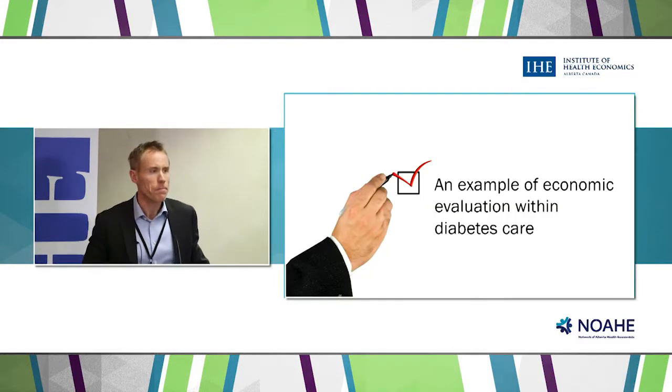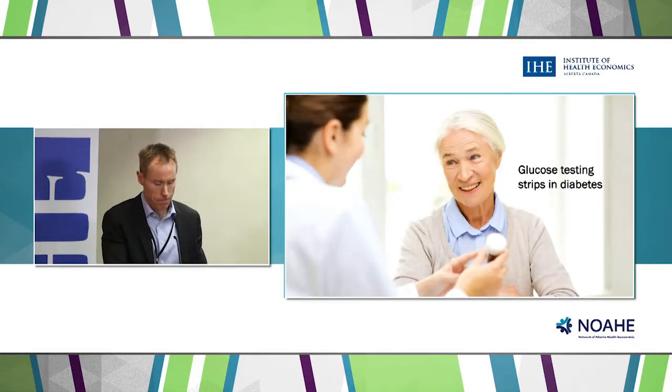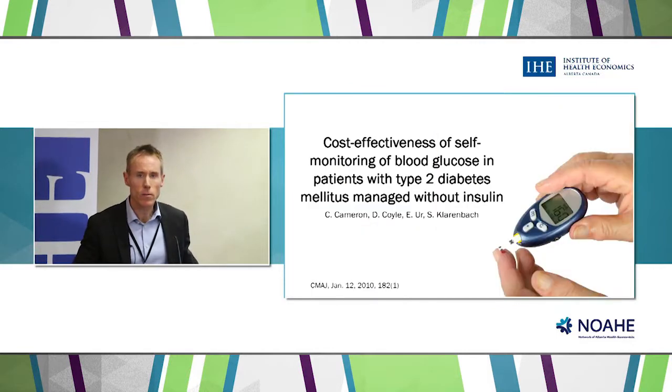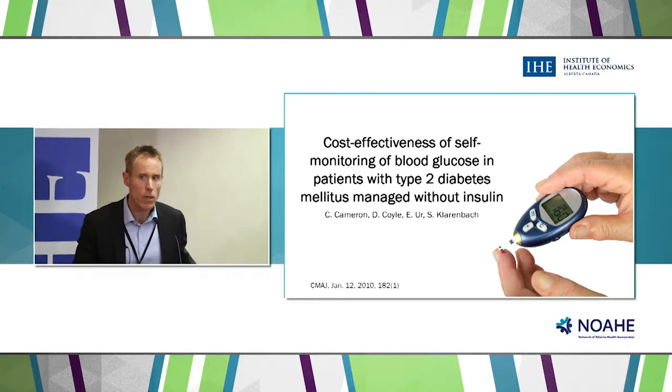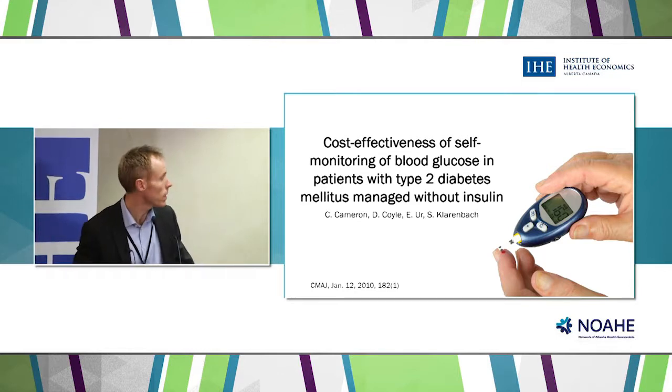So an example, coming back to the glucose testing strips in diabetes. This was work that was done by Scott Clarenbach, who's a nephrologist in Edmonton and a health economist, and I think he's the chair of your expert drug advisory committee. He was working with people at CADTH on this, and they looked at the cost effectiveness of glucose testing strips, which actually informed how these things are funded across the country.